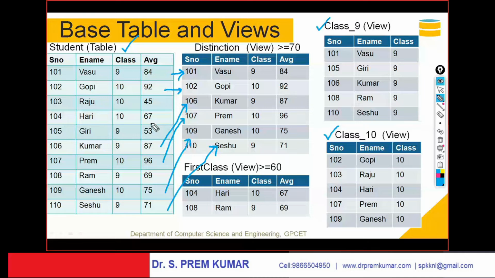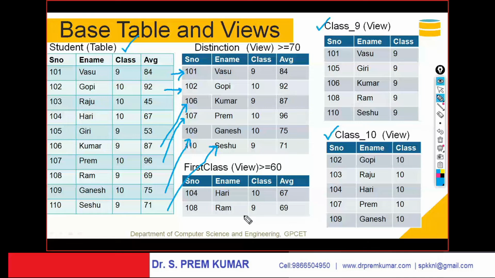Ram is 69. He is a first class student, between 60 and 70. So whenever I peep into this view, first class, I can visualize only these two students. Whenever I peep into distinctions, I can see only these students. These are called views.